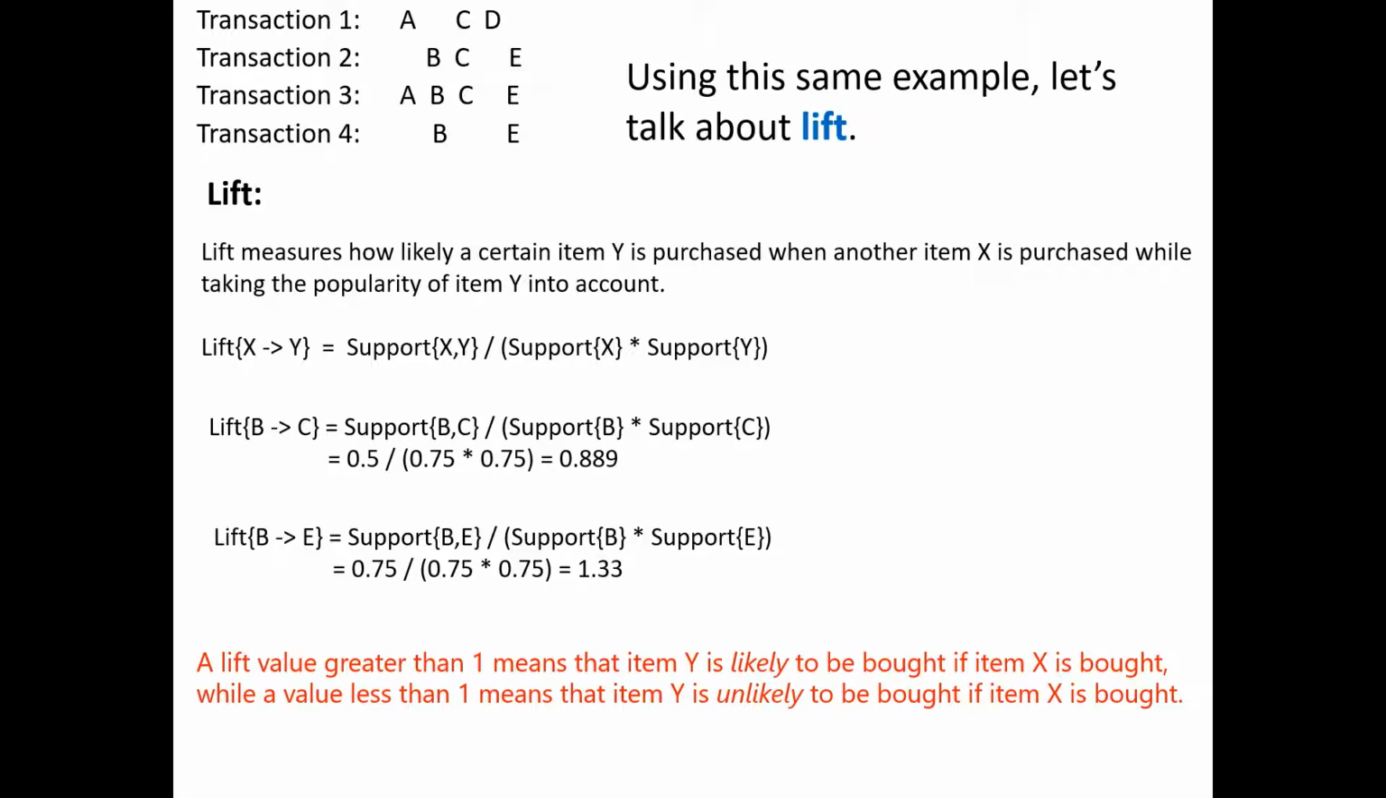Just try to remember that. It's just the likelihood of the second one being purchased if the other one is. So the lift is basically saying the likelihood. Is it likely or unlikely? If it's greater than 1, it's likely, and if it's less than 1, it's unlikely.